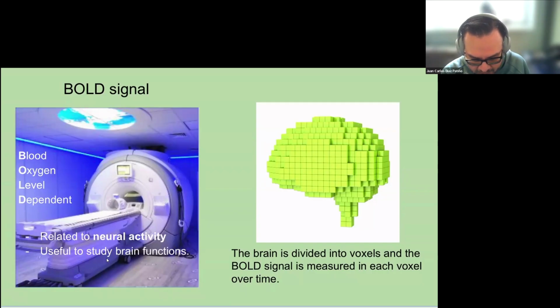And also, the brain is divided into a cubical mesh, where each cube is called a voxel, just like a reference to the word pixels that is used to draw images in 2 dimensions. So the brain is divided into voxels, and the BOLD signal is measured in each voxel over time.